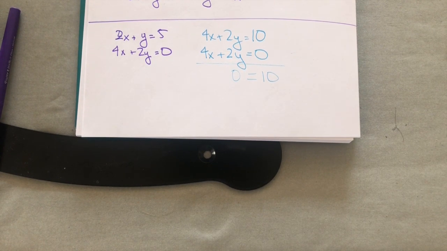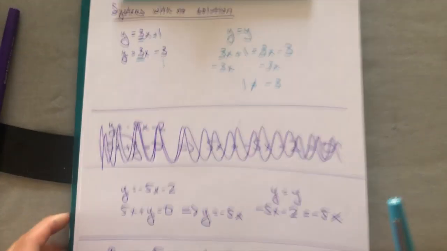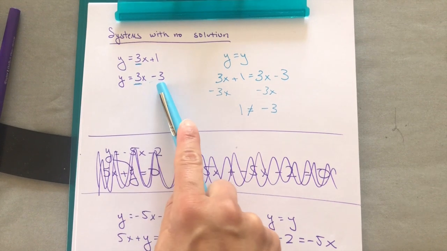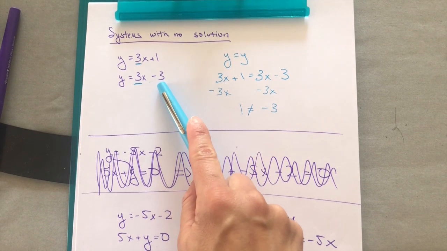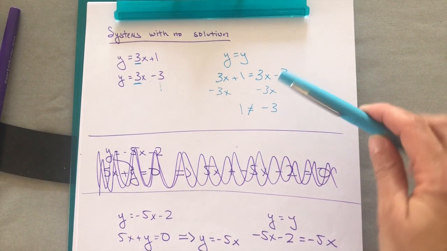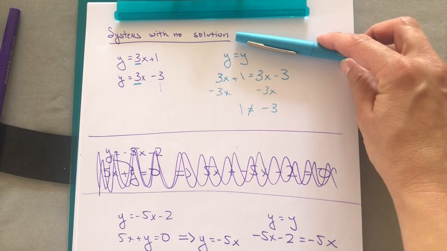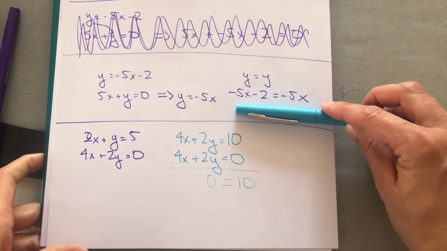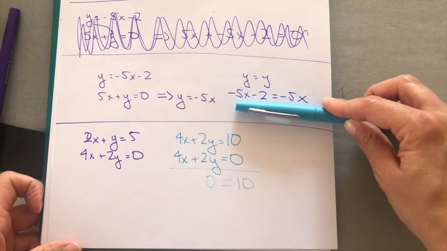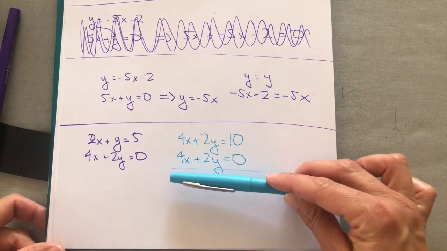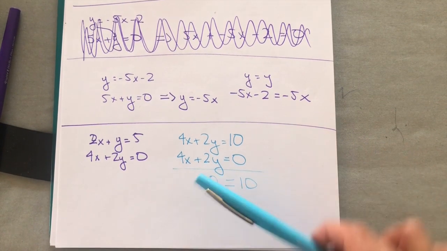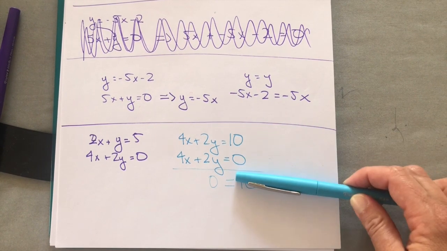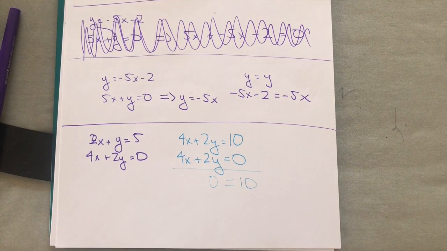So to sum up, if we end up noticing that the equations have the same slope, but a different y-intercept, we know there's no solution. If we solve by substitution and we end up with an untrue statement, or a statement that can't be true, we know there's no solution. And if we're solving by elimination and we end up with two equations equaling different totals, we know also there's no solution.